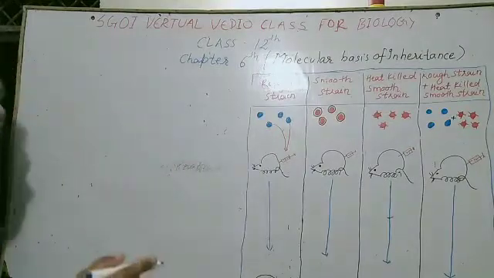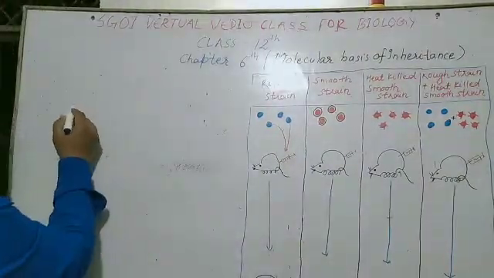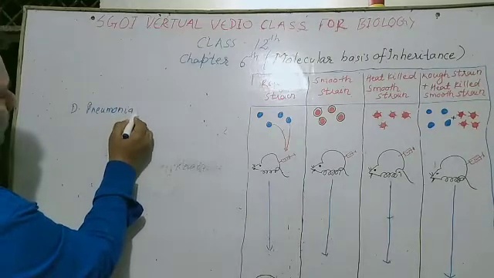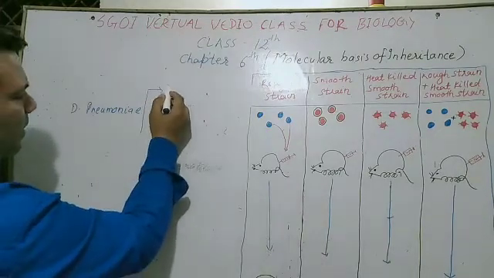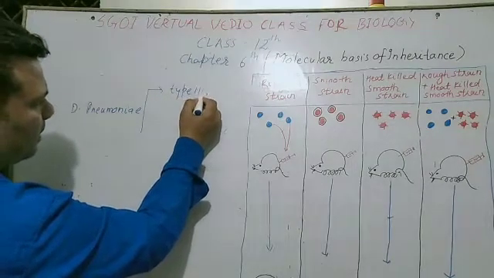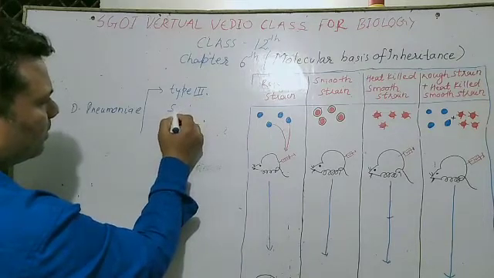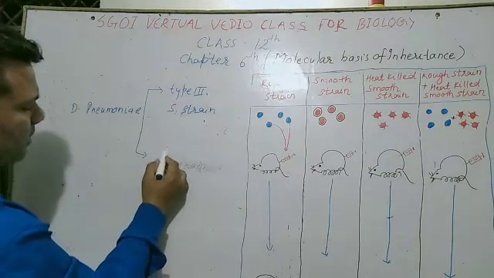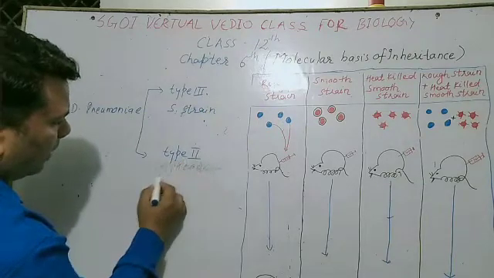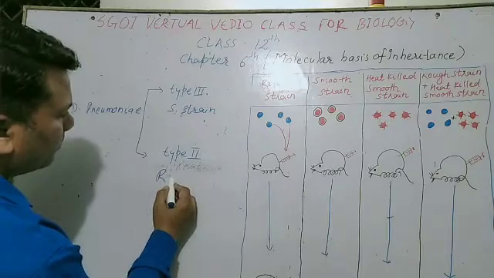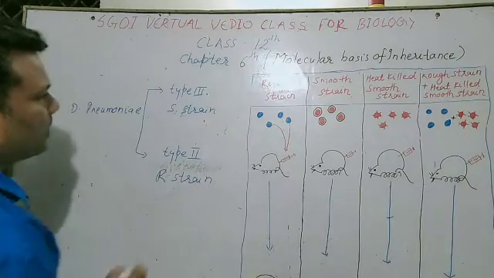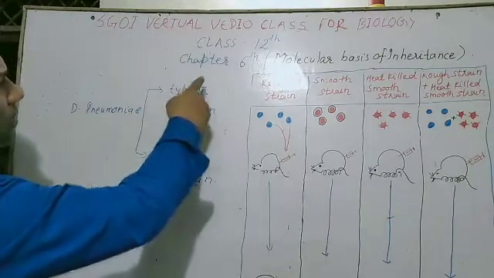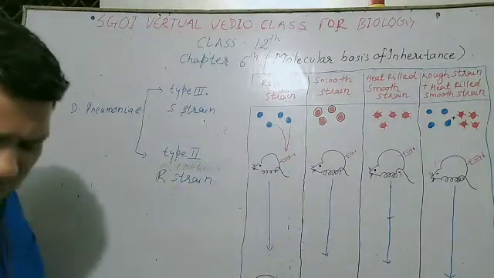Frederick Griffith took two strains of Diplococcus pneumoniae. The first strain is type 3 S strain, and the second strain is type 2 R strain.